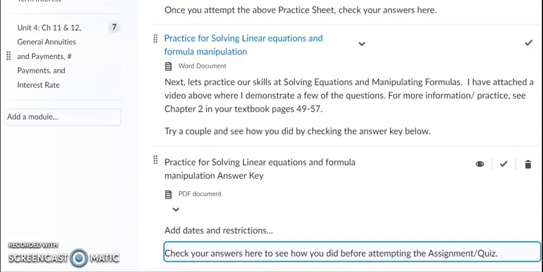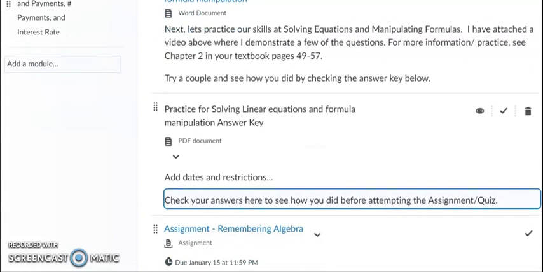And if you want more review, you can go to chapter 2 in your textbook, and between pages 49 and 57, you'll find lots of review as well. I think it's all the odd numbered questions that the solution is actually in the back of the textbook. So you can always check your solution to make sure that you're correct.